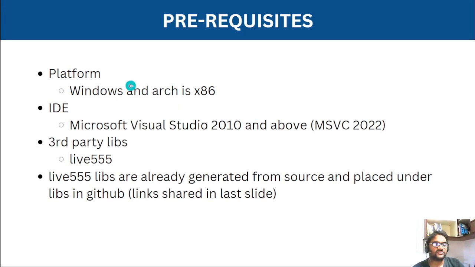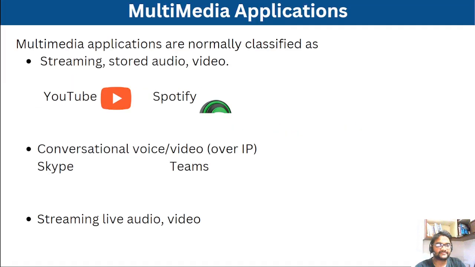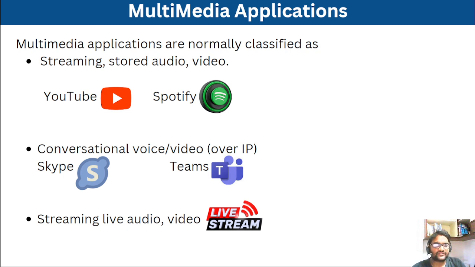So let's start with the prerequisite section quickly. For this entire audio series, we are following the Windows platform and the x86 architecture, and the IDE we are using is Visual Studio 2010 and above. I am currently using MSVC 2022, and the third party library I am using for this project is LIVE555. The LIVE555 libs are already generated from the source and placed on the libs GitHub link. I will go through what LIVE555 is and other details in the upcoming slides.